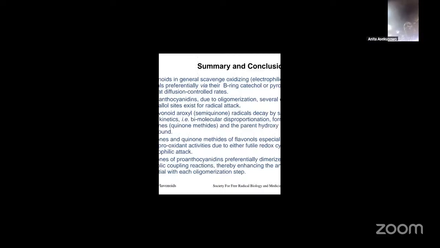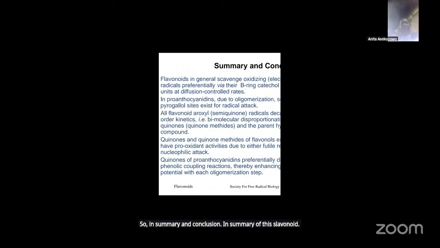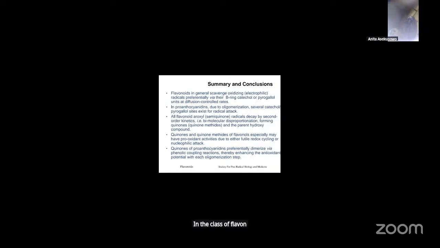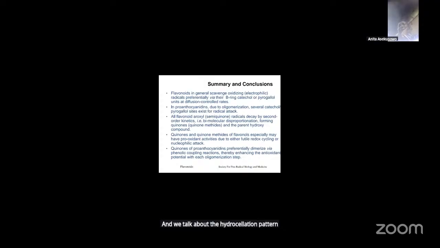So in summary and conclusion, in the class of flavonoid, we talked about what flavonoids are, what antioxidants are, and we related flavonoid to anthocyanin. We also talked about how we can identify flavonoids in the lab and how we can quantify them. We talked about specific flavonoids and the hydroxylation pattern in anthocyanin. We also talked about the reactions, the acid and base hydrolysis of a named anthocyanin, and the difference between anthocyanin and anthocyanidin.